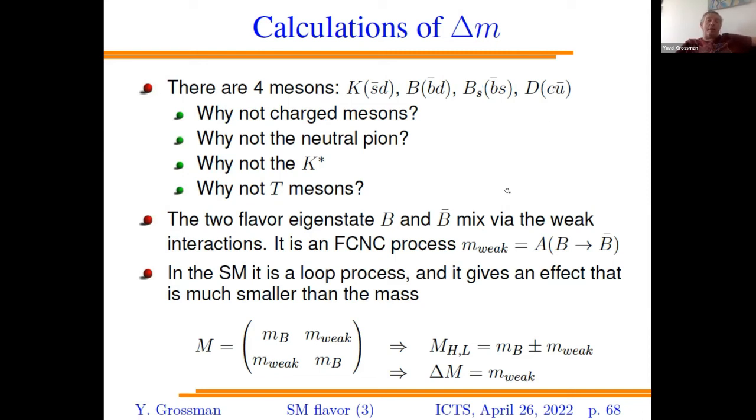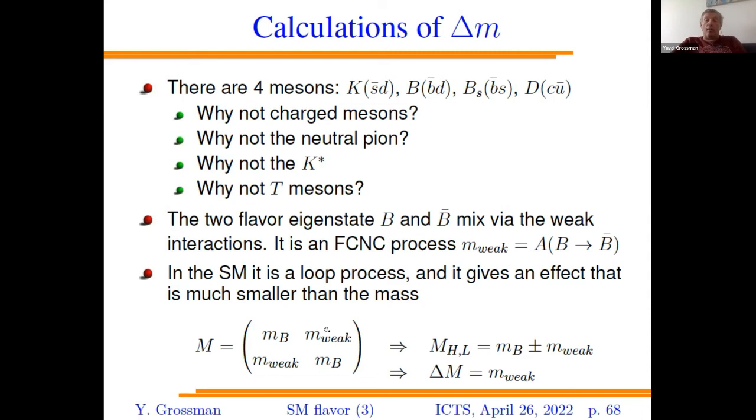But let's consider those 4 mesons, and for example take a B. The B and the B bar meson mix via the weak interaction. Why? Because I can have an amplitude that takes a B into a B bar. That's a flavor change neutral current process, right? I take a B and it becomes a B bar. There's no charge exchange. The B D bar becomes a B bar D. In the standard model it's a loop. Beyond the standard model, it could happen at tree level, of course.